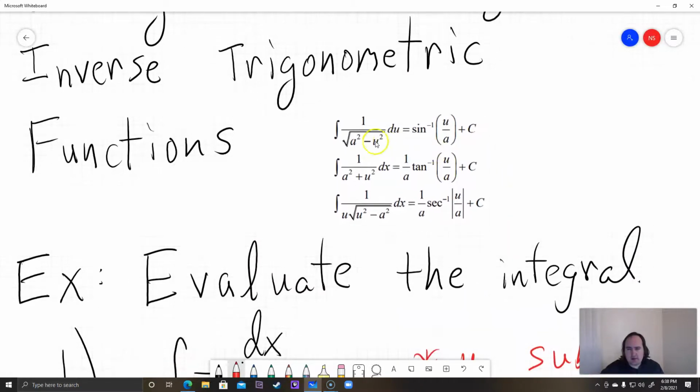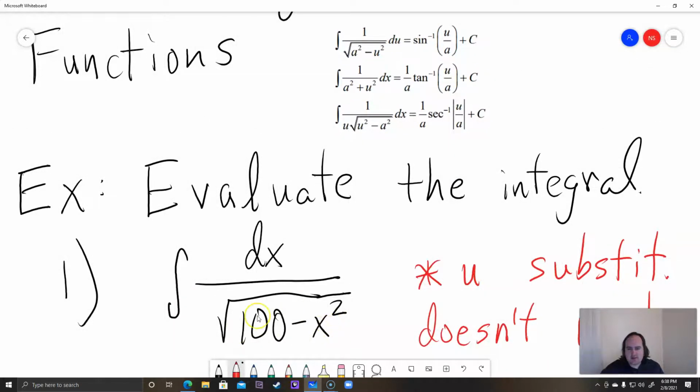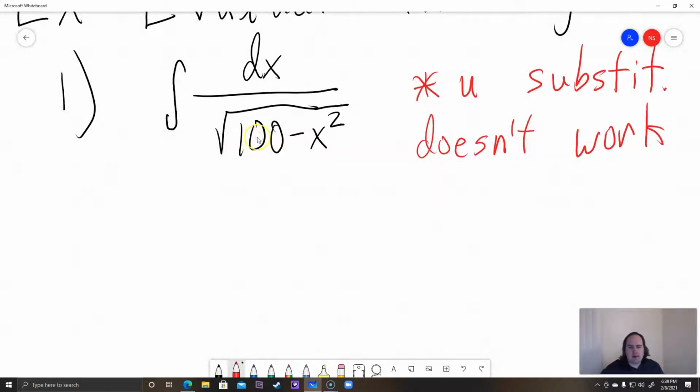Looking at these formulas up here, the one that looks the most like this one would have to be the top one: the integral of 1 over the square root of a squared minus u squared du equals sine inverse of u over a plus c. I'm choosing that one because it has a square root of something minus something else squared. Instead of writing 100, remember that 10 times 10 is 100, so we can write that as 10 squared.